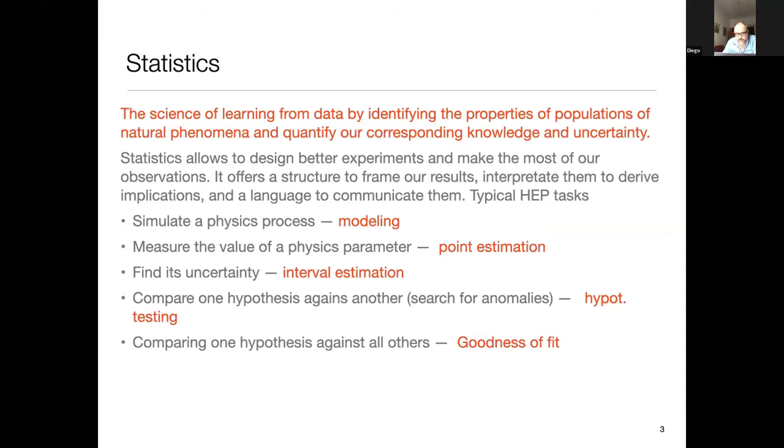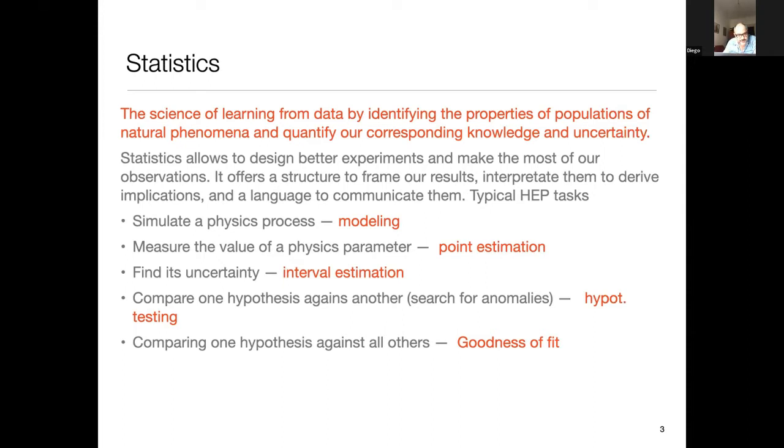So statistics has various possible definitions, but perhaps one that is relevant to our thing is here. It's the science of learning from data by identifying the properties of a population of natural phenomena and quantifying our corresponding knowledge and uncertainty on it.